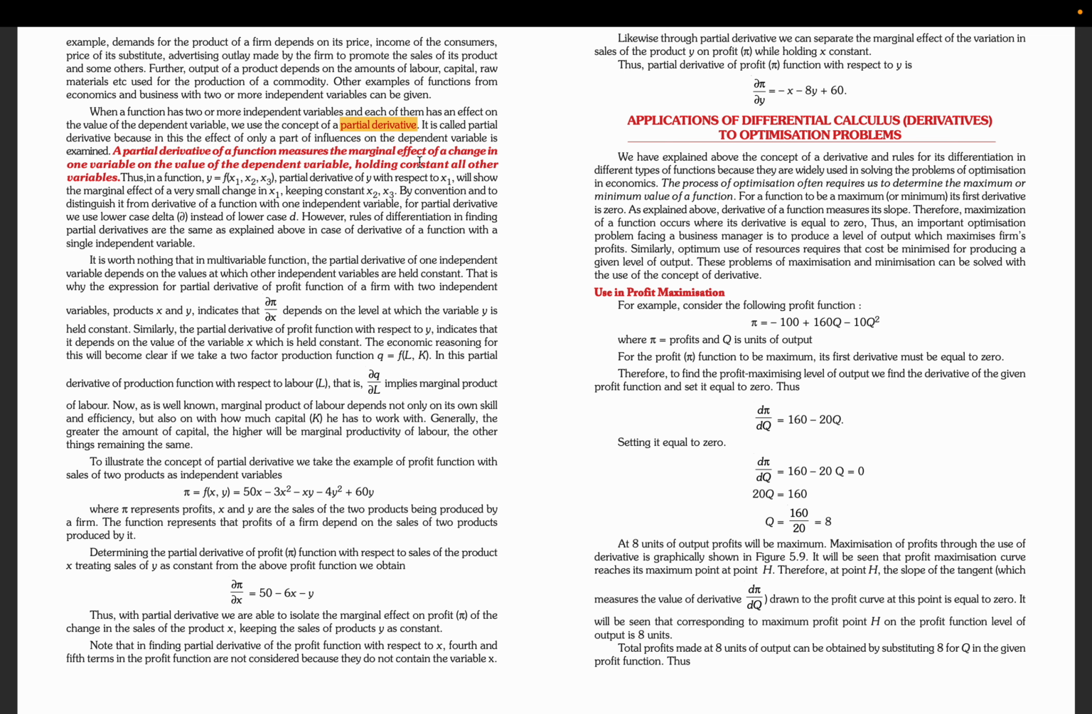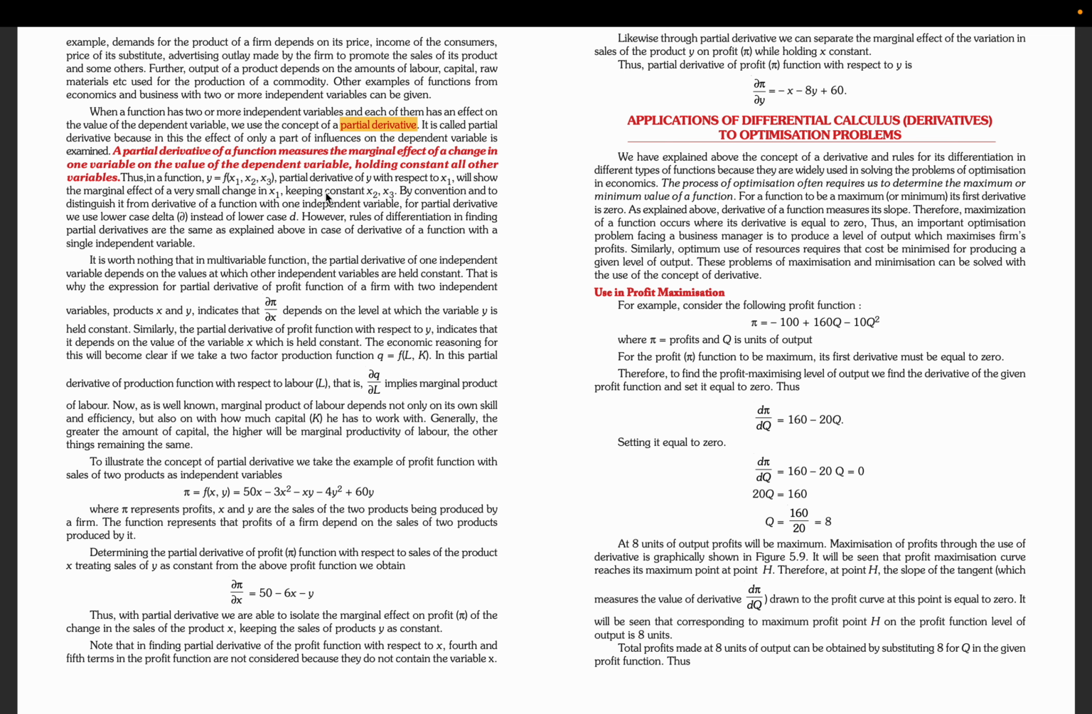It is called partial derivative because in this the effect of only a part of the influences on the dependent variable is examined. Okay, so only a part of the influence is going to be examined. A partial derivative of a function measures the marginal effect of a change in one variable on the value of the dependent variable, holding constant all other variables. So if y is a function of x1, x2, x3, the partial derivative of y with respect to x1 will show the marginal effect of a very small change in x1, keeping x2, x3 constant. That's why it's called partial derivative.